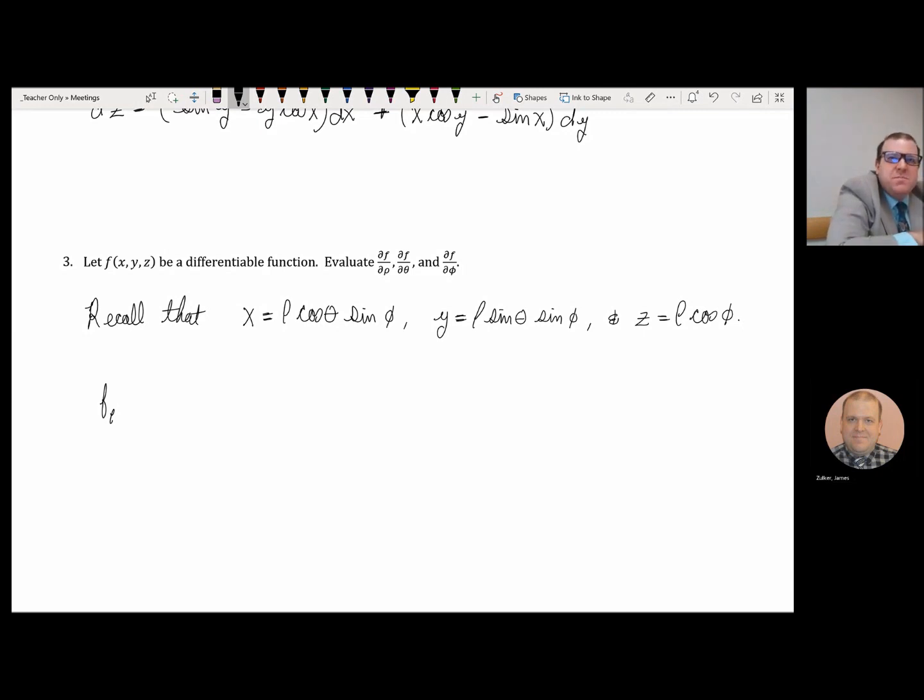So the partial of f with respect to rho, by the chain rule, is the partial of f with respect to x times the partial of x with respect to rho, plus the partial of f with respect to y times the partial of y with respect to rho, plus the partial of f with respect to z times the partial of z with respect to rho.